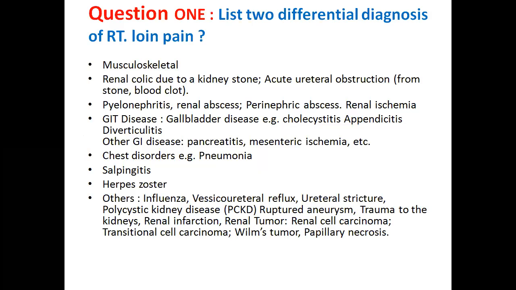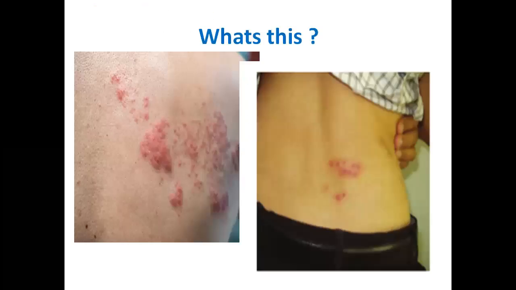Question number 1. List the differential diagnosis of right loin pain. It may be musculoskeletal, kidney stones, acute pyelonephritis, GIT disorder, gallbladder disease, pneumonia, right basal lobe pneumonia, salpingitis, herpes zoster, and others. What's this? This is a rash from herpes zoster infection, usually presenting with pain which simulates loin pain.